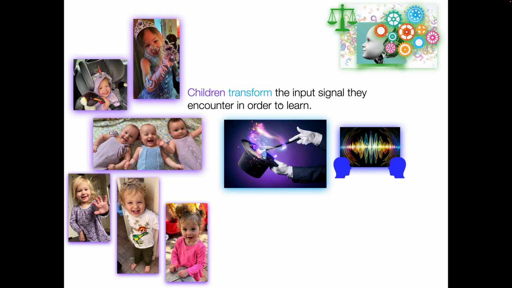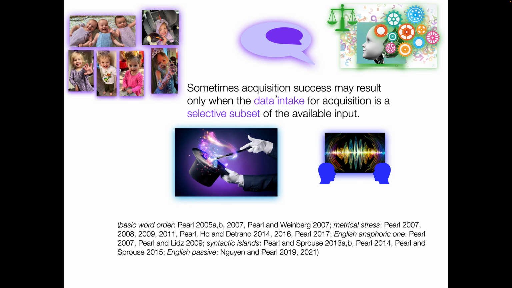So for example, it turns out that children transform the input signal that they encounter in order to learn, right? Sometimes in particular, acquisition success may result only when the data intake that they take in from that input signal is a selective subset of the available input, right? And a number of different studies looking at this in basic word order, metrical stress, English anaphoric one, syntactic islands, the English passive, where it's like, hey, you're not learning from everything that you could, right? Like you're actually selectively ignoring some stuff, and that seems to be important.